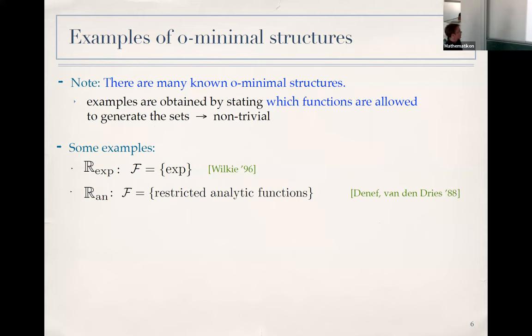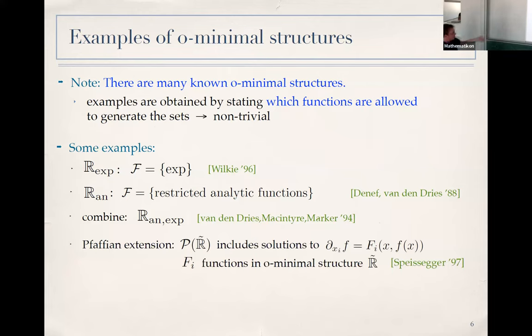Now the other interesting part is that you can take an analytic function restricted to a smaller interval, and you can show it still can define an O-minimal structure. In fact, you can also combine both, namely the restricted analytic function and the exponential. And if you add all of these functions together, it's still an O-minimal structure. And that's exactly the O-minimal structure which appeared in the theorem which I mentioned in the very beginning.